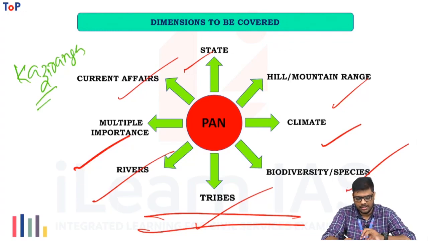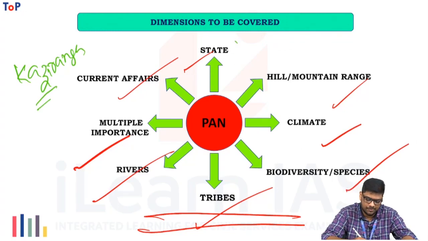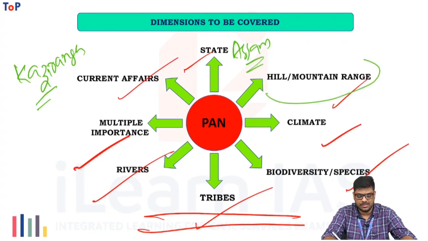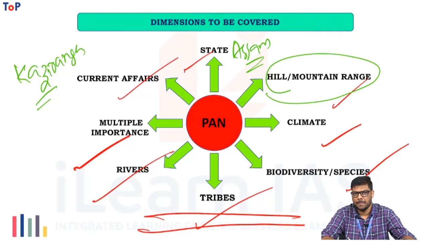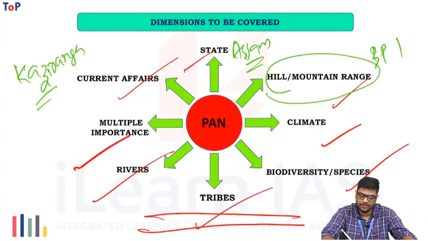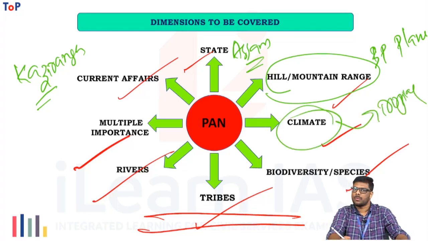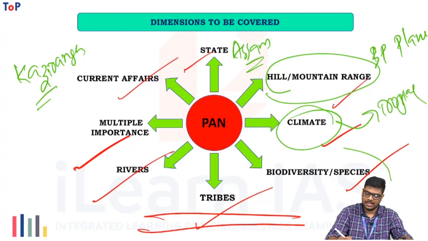Okay, and put Kaziranga in different dimensions. Kaziranga is in Assam. No worries there. Is there any physical geography feature other than hill and mountain range? If there is no hill or mountain range, leave it. Add any other physical geography dimension. Kaziranga lies in the Brahmaputra plain. That you can add. And what about the climatic region? Kaziranga has a tropical climate.